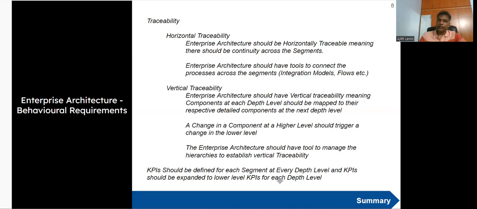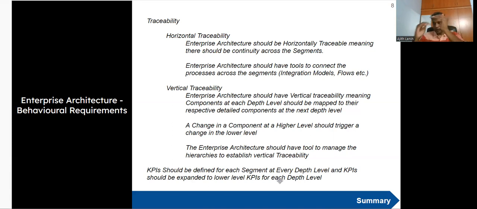On a vertical traceability perspective, that means the components of the enterprise architecture should be traceable across the depth. That's the aspect we talked about: if I make a change to a component at a higher level, I should be able to traverse down the hierarchy and see which components are impacted because this particular component is changing. We should have the traceability tools for that. And we should have the KPIs. At each depth level, and for each segment at that depth level, we should have KPIs. And again, the KPIs should be traceable.